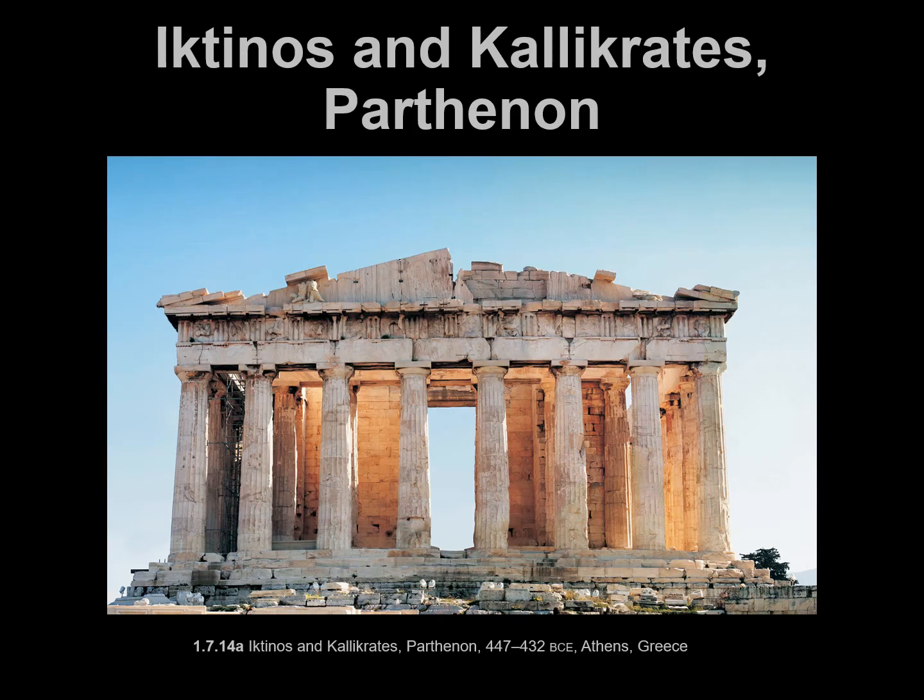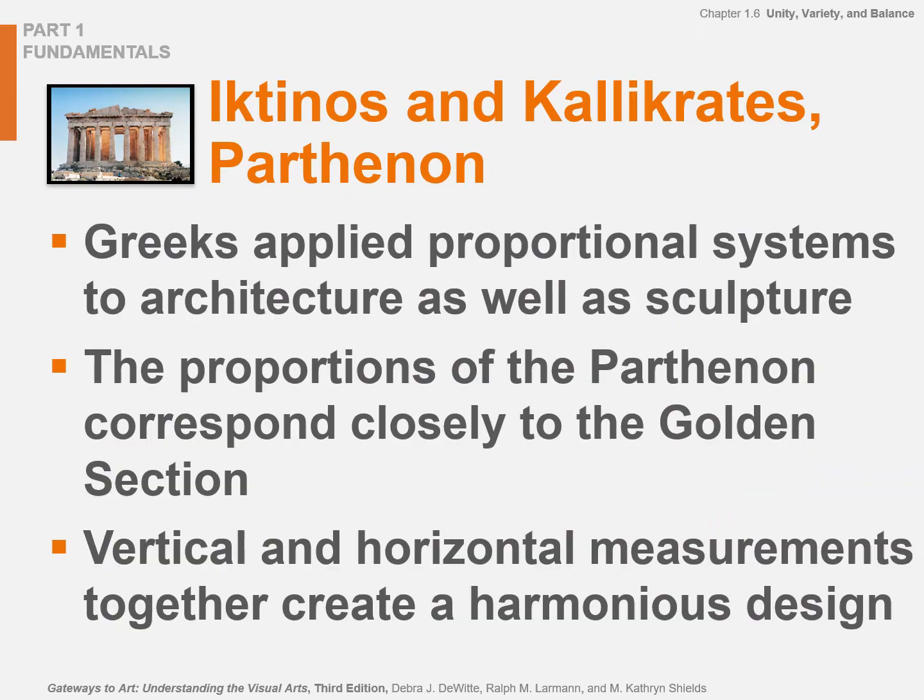This is the Parthenon by Iktinos and Kallikrates. And, again, this use of scale and the golden rectangles creates this object, a very pleasing shape. Greeks applied proportional systems to both architecture as well as sculpture. The proportions of the Parthenon correspond very closely to that golden section. The vertical and horizontal measurements together create this harmonious design.